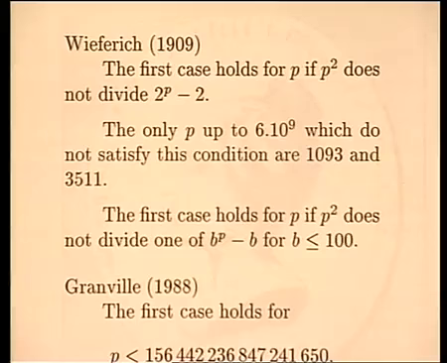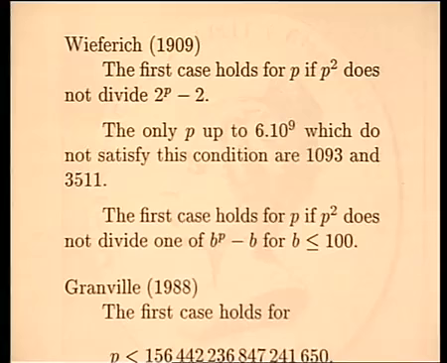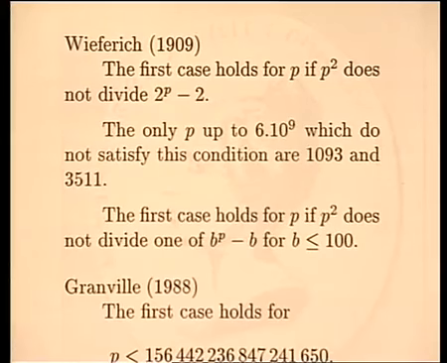Now, the first case was picked up by Wieferich in 1909, who proved the following very valuable criterion. The first case holds for exponent p if p squared does not divide 2 to the p minus 2. Lehmer showed by direct calculation that the only primes p up to 6,000 million which do not satisfy this condition are 1,093 and 3,511.